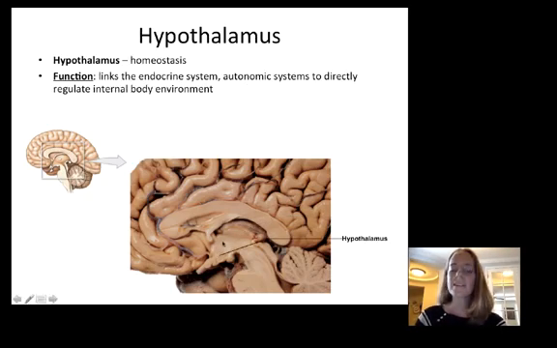The hypothalamus is a tiny but very important area of the brain that is below the thalamus. It controls, in general, homeostasis, and of course that is a huge function, but the way it does that is linking the nervous system to the endocrine system and to the organs. So there's endocrine and organ or autonomic input directly to the hypothalamus to regulate the internal body environment.